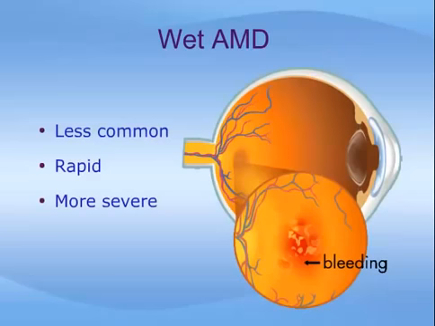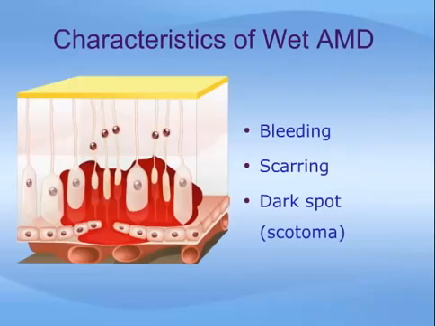The wet or advanced form of AMD is less common, accounting for only about 10% of cases, but it is more damaging. Wet AMD can develop rapidly and cause severe vision loss. Wet AMD involves the development of new blood vessels at the back of the eye that can rupture and bleed. This bleeding is usually accompanied by vision loss.